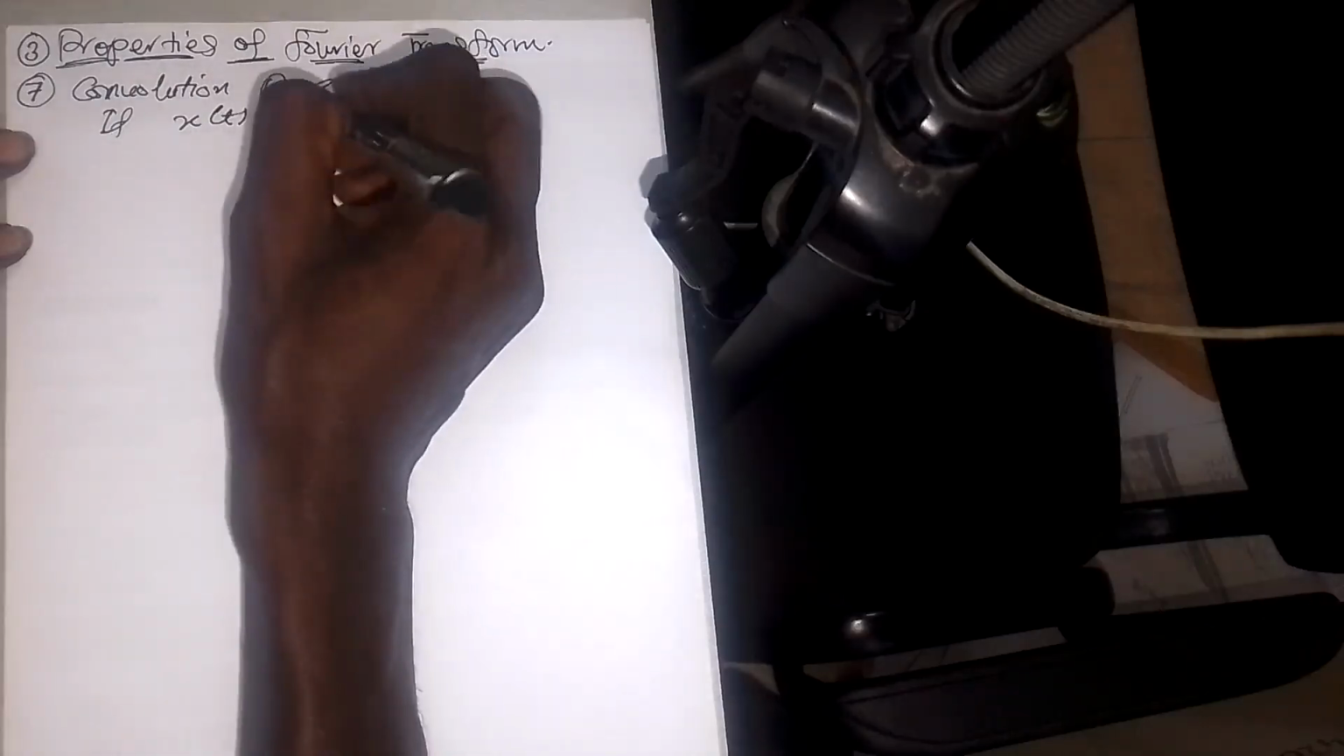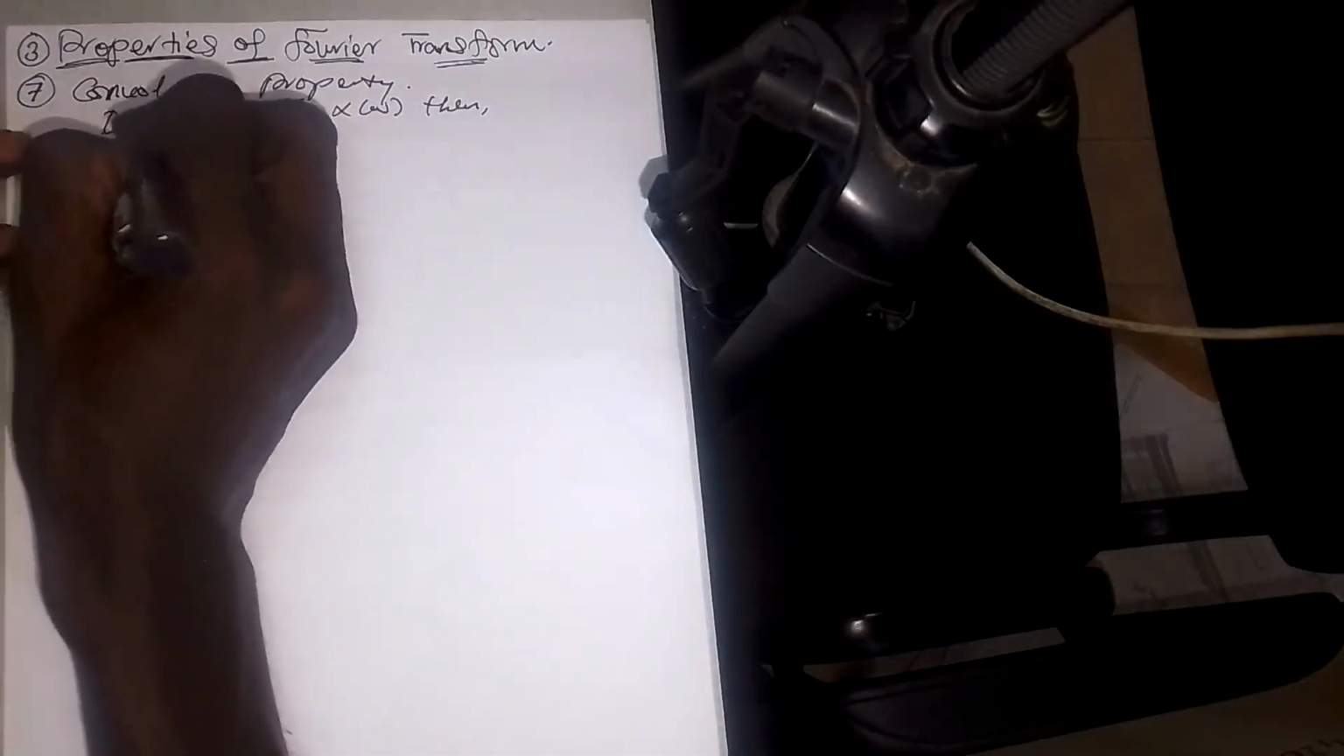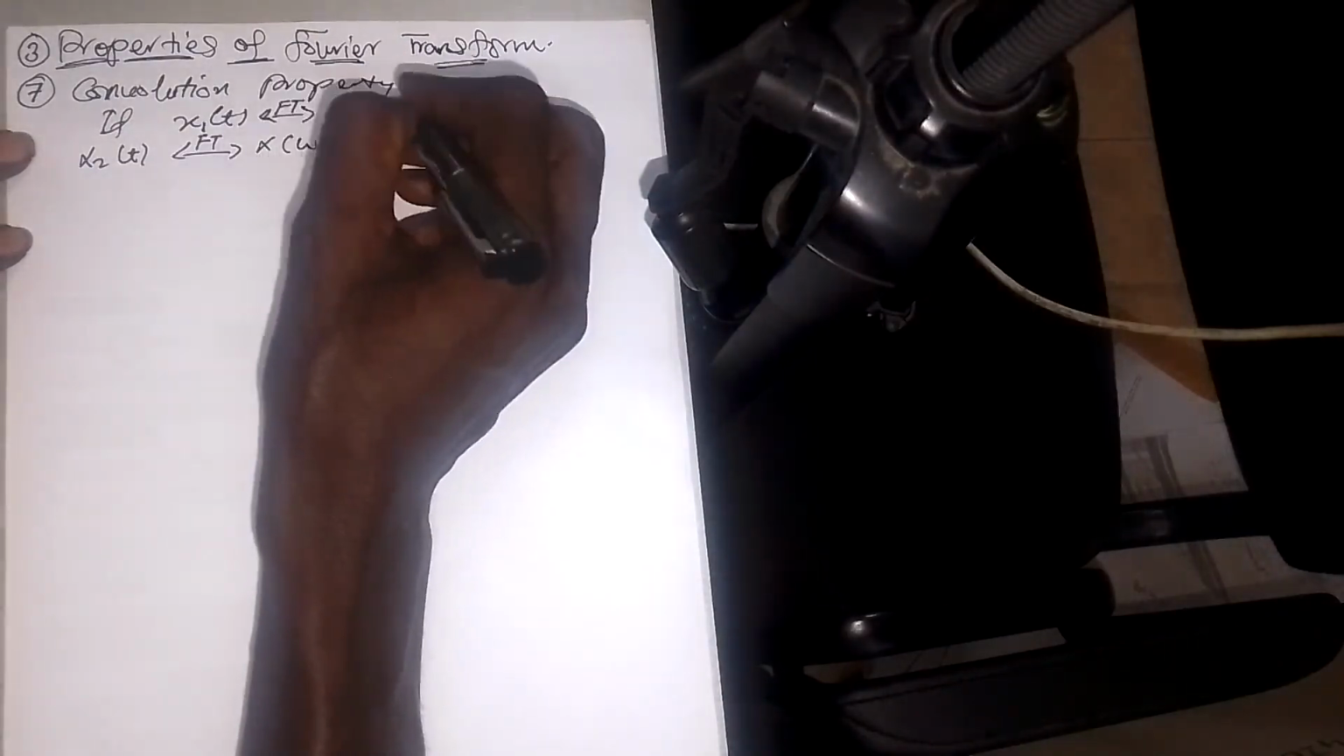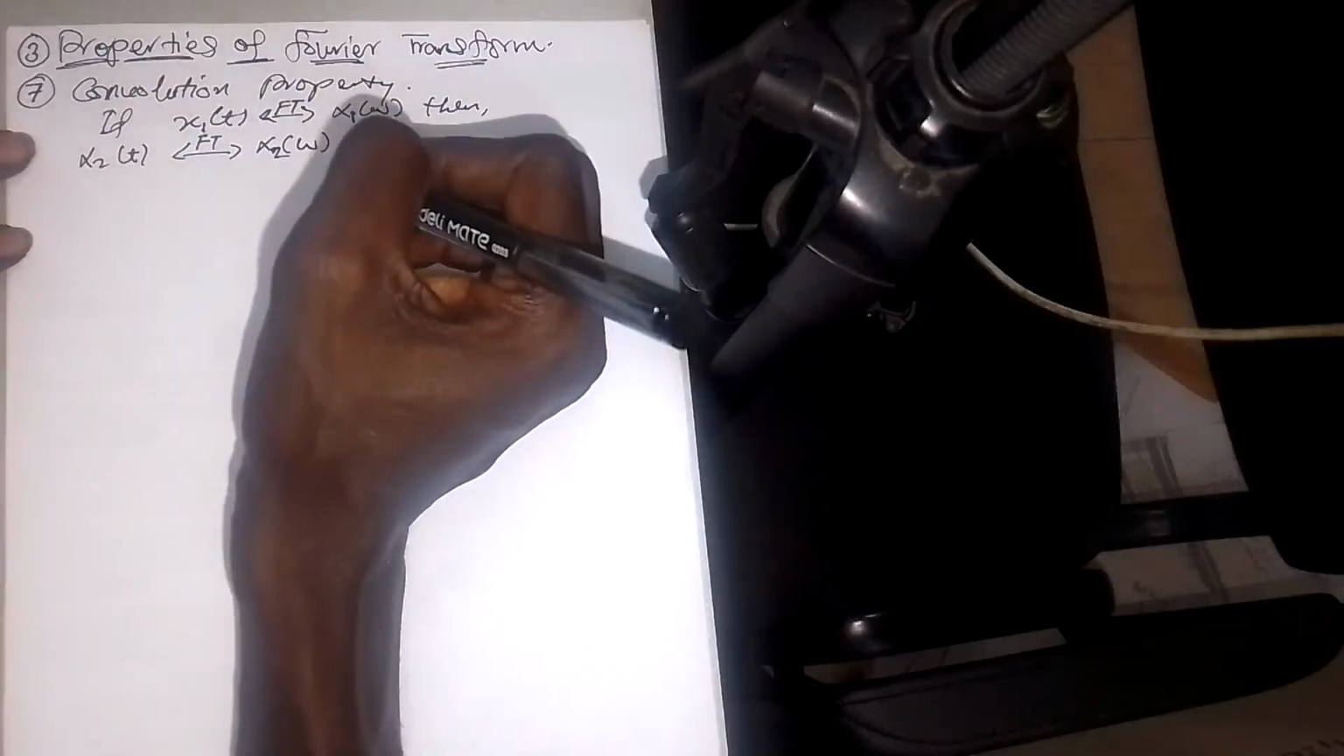Okay, so let's see the convolution property. If x1 of t gives a Fourier transform of x1 of omega, then x2 of t also gives a Fourier transform of x2 of omega.